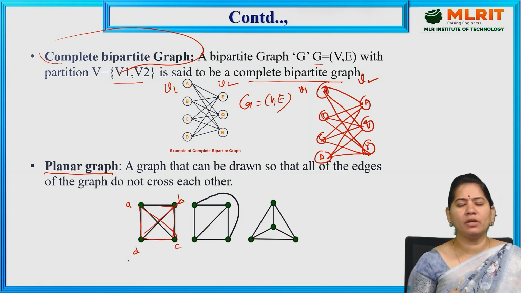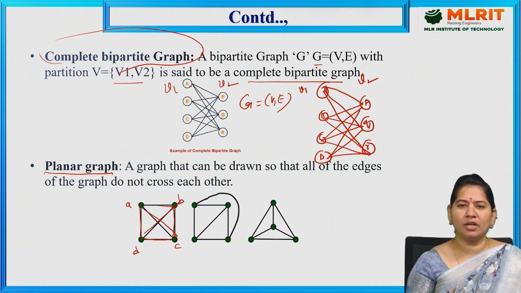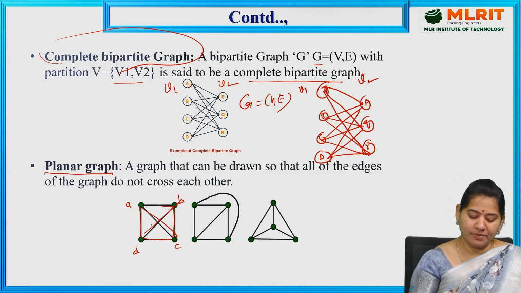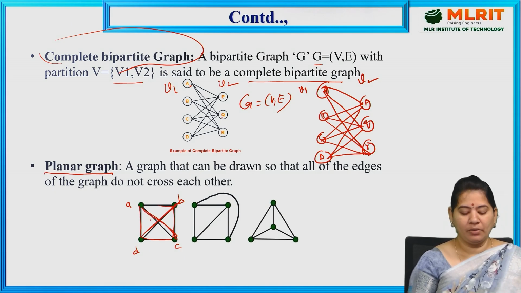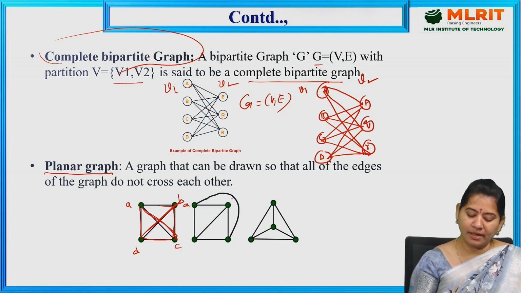How many edges you are drawing in the graph doesn't matter here, but whatever edges you are drawing, those edges should not cross each other. Then only we can say that graph is called a planar graph. So if you observe here, this is just crossing each other. Now if I am able to make this graph without edges crossing, then I can say that is called a planar graph.